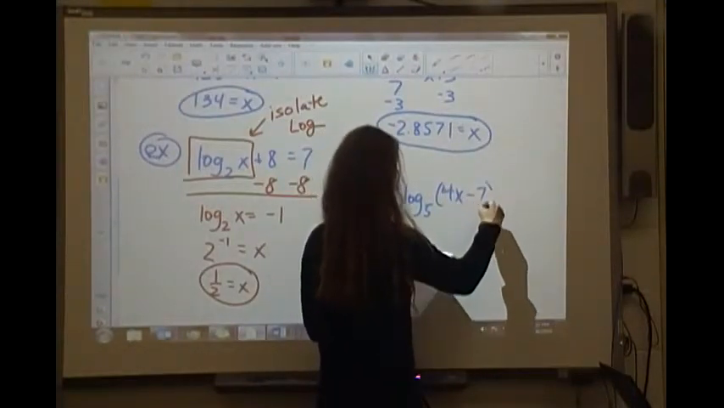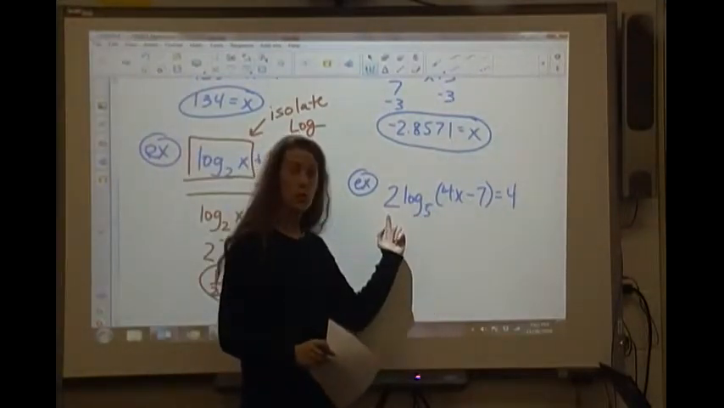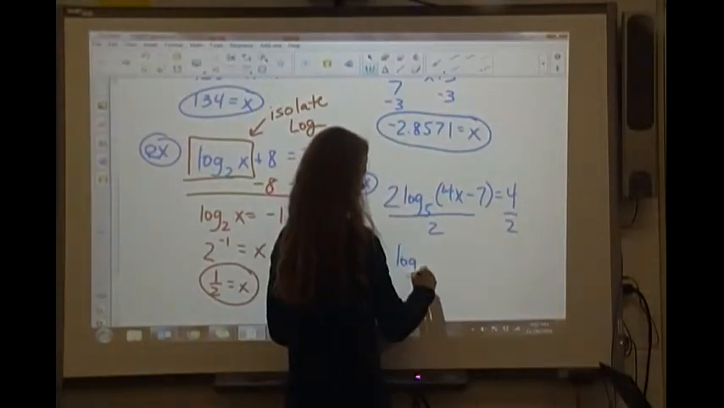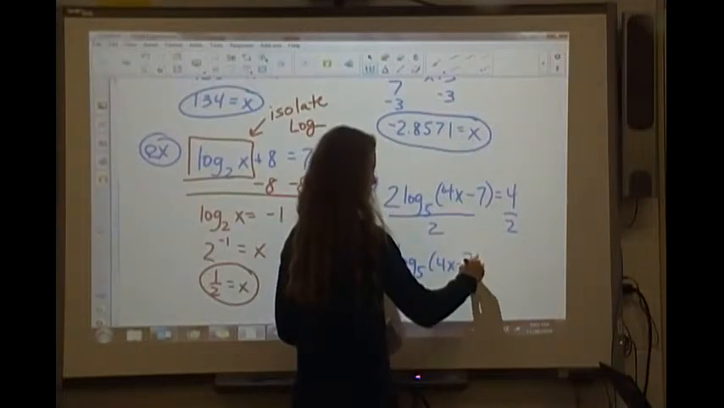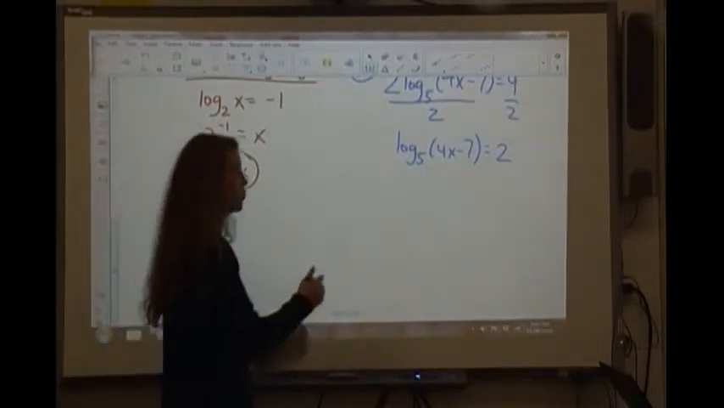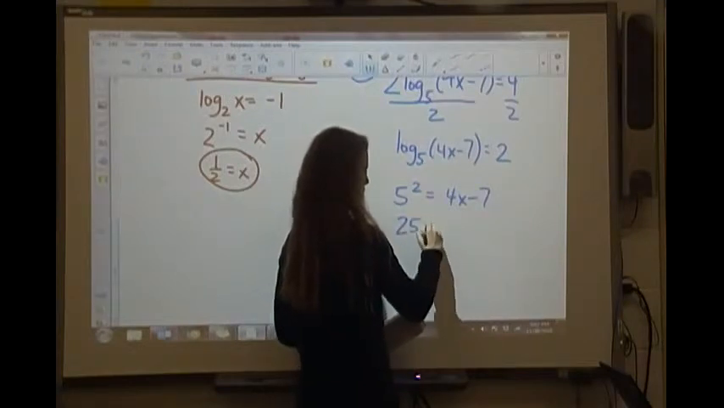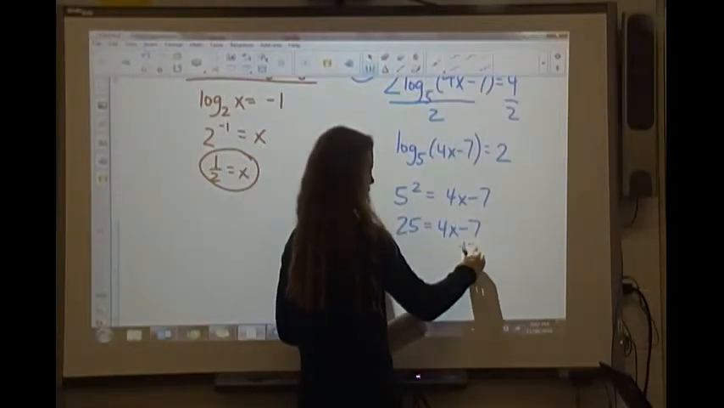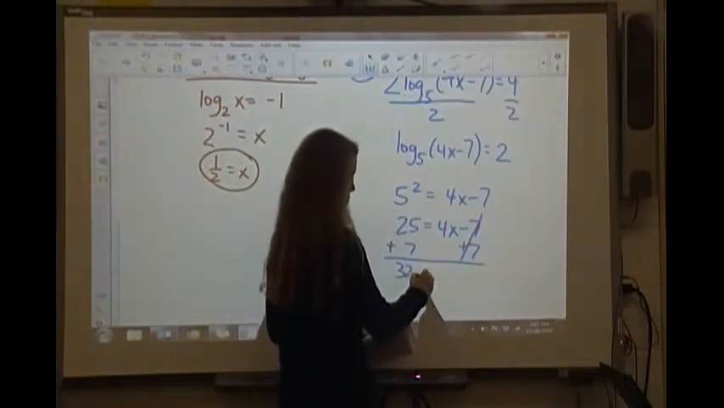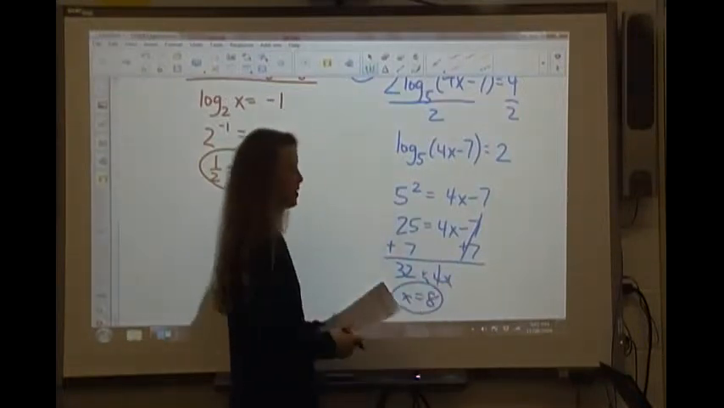4x minus 7, and we want to, again, get that log by itself, but this 2 is not a part of that. So we're going to divide everything by 2. So we have log base 5 of 4x minus 7, set that equal to 2, change forms here. So we've got 5 squared is equal to 4x minus 7, so 25 is equal to 4x minus 7, add the 7 over, and we got that 32. And so x is equal to 8. And I don't know why the smart board's being goofy, but x is equal to 8.